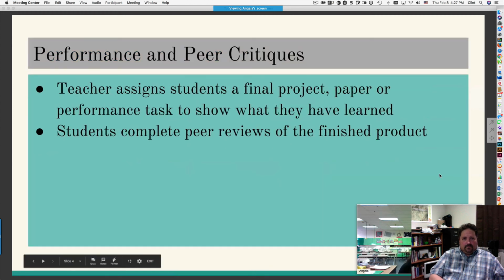And then the last thing it talked about were performance and peer critiques. So giving students a final project or task to complete to show what they've learned for the unit you've just taught. And then having students complete peer reviews of those finished products so that they get some practice giving a review, but also taking advice from their peers and being able to decide what they should do with that information.